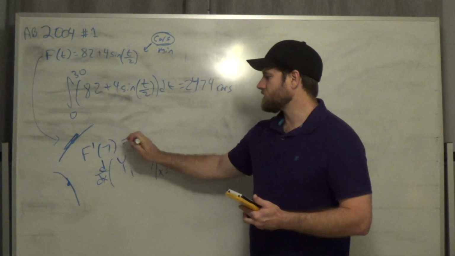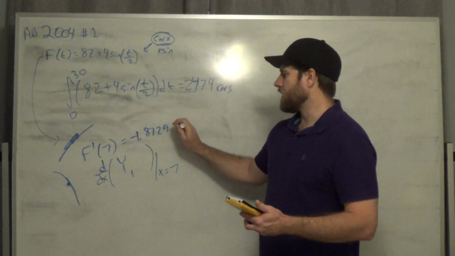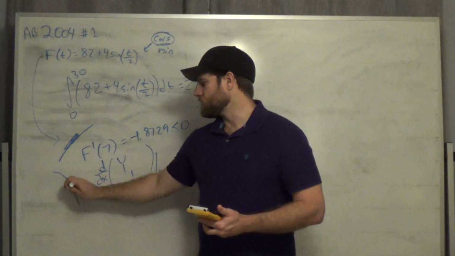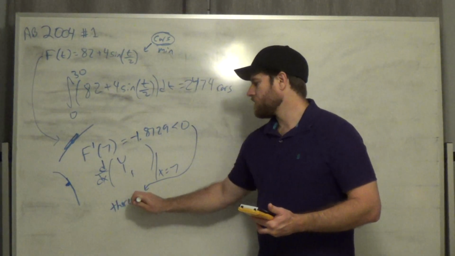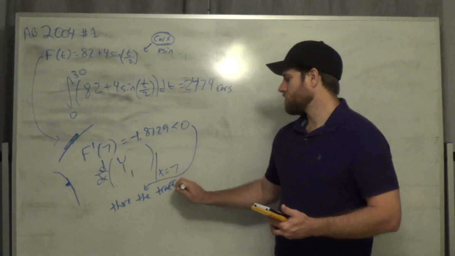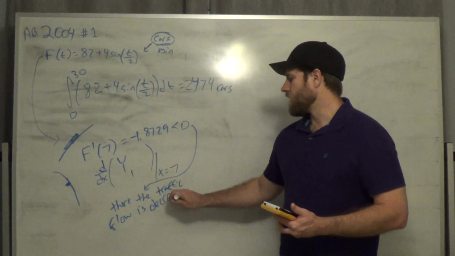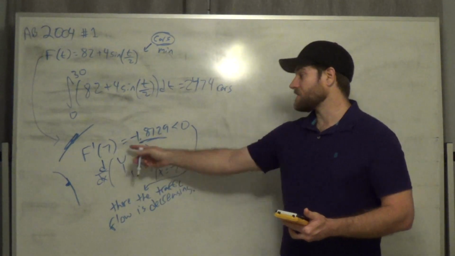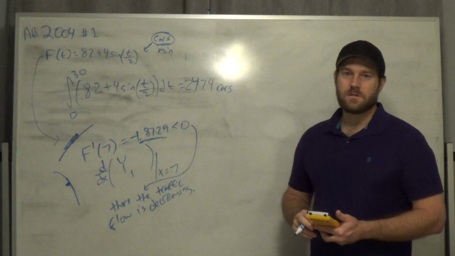So I'm going to write f prime 7 equals negative 1.8729. I'm now going to mention that it's less than 0. Important. If the derivative is negative, that means the slopes were negative. So we can then say, therefore, the traffic flow is decreasing. Now it's very important here before you say this that you've mentioned, you need to say that the derivative at 7 is negative or less than 0. That's your justification for saying the traffic flow is decreasing.